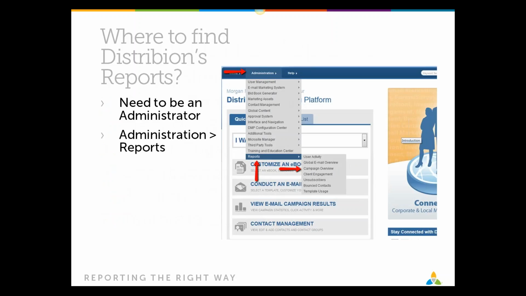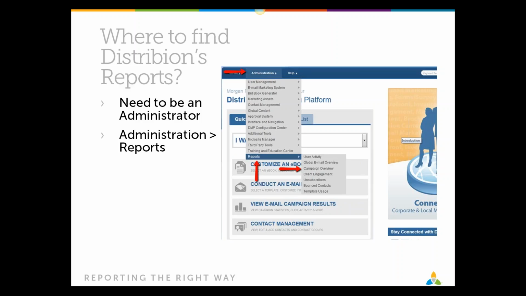So where to find Distribion's reports? You do have to be an administrator in the system, but if you are a standard user, you can always go to the admin and ask them if they can help you run reports, or if you're allowed to have administrative privileges, you can always come to me or Veronica if you don't know how to set that up and no one else in your office knows how to set that up. You find the reports under the Administration tab, and then if you scroll down to the bottom, there's a tab called Reports, and that's where all of them are listed.